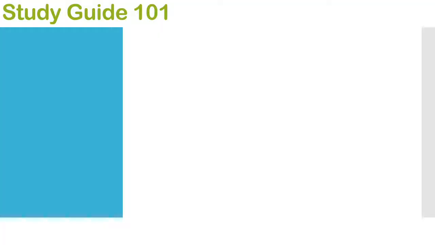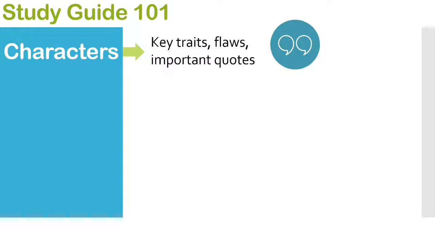You can make a quick study guide for you to review before writing the essay. Here are some essential elements to include. Characters. Write the main characters' key traits, especially their flaws. Summer reading topics often deal with the characters' mistakes and the challenges that they face. Also, include relevant quotes from characters that you could potentially use in an essay. Make sure to write down the page number.